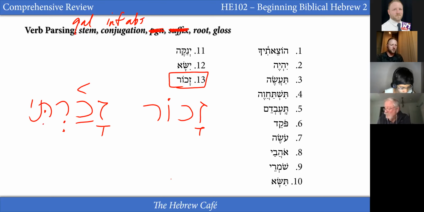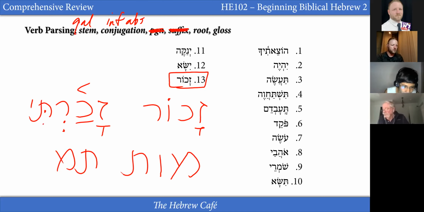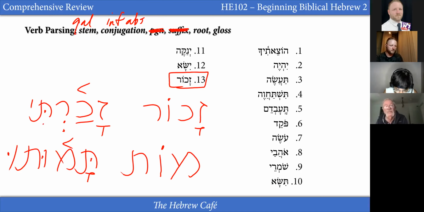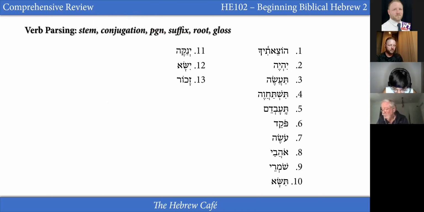You shall surely die. Mot tamut. That's infinitive absolute. Normally it's used to intensify the verb. Okay. Next one, lekadesho.